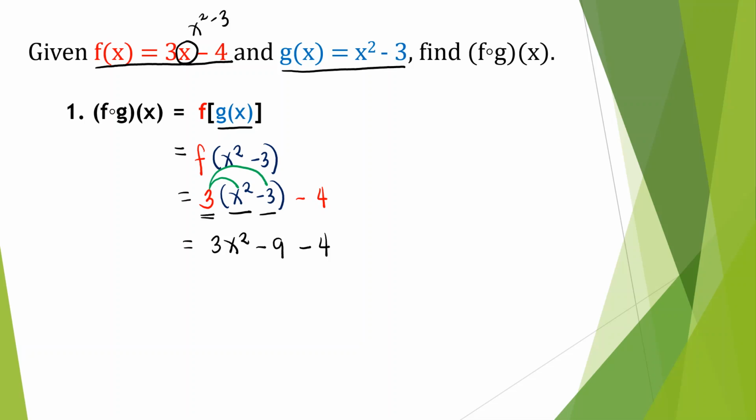Let us now combine like terms. We can combine negative 9 and negative 4. So f circle of g of x is equal to 3x squared. Negative 9 minus 4 is negative 13. So this will be the final answer.